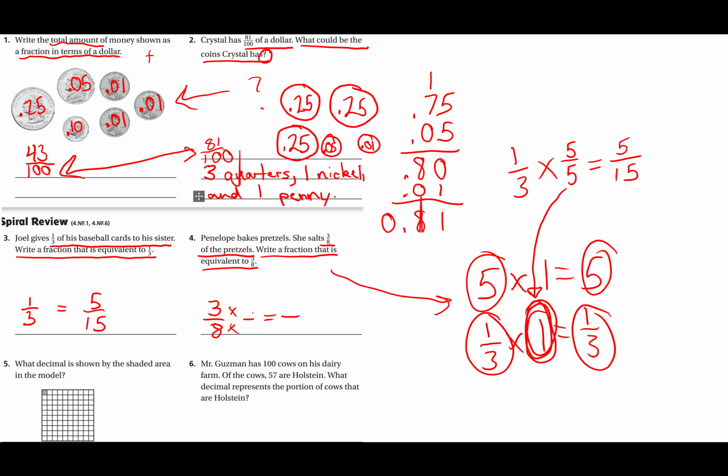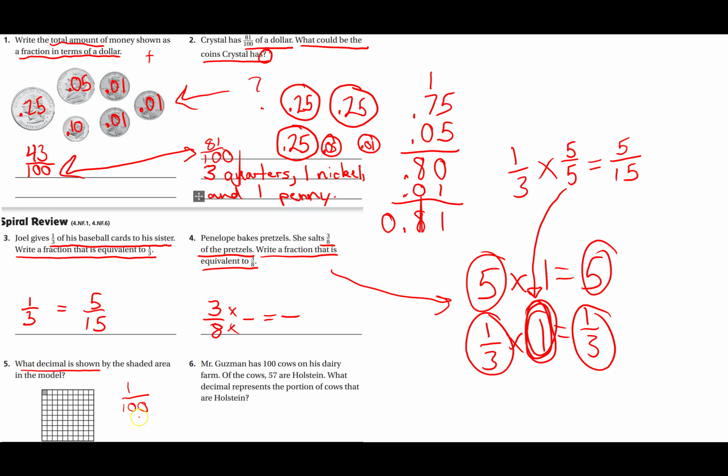All right, going on to number 5. What decimal is shown by the shaded area in the model? Well, we have a 10 by 10 here, so that means we have 100 total. We have one of those 100 shaded, but we want to write that as a decimal.